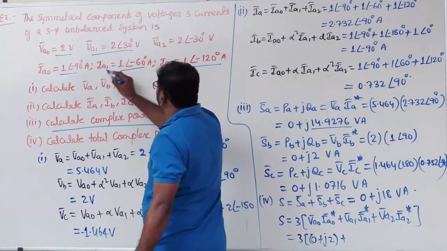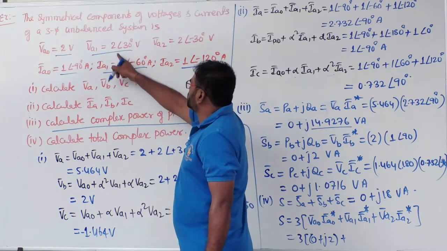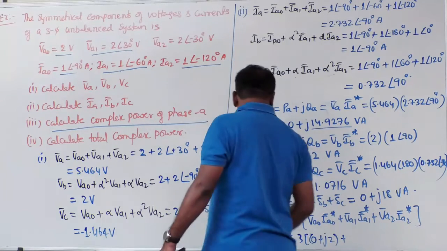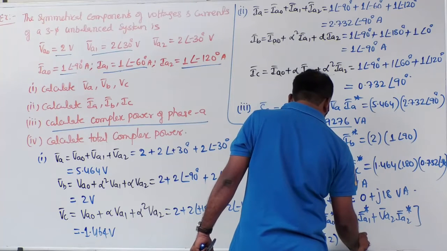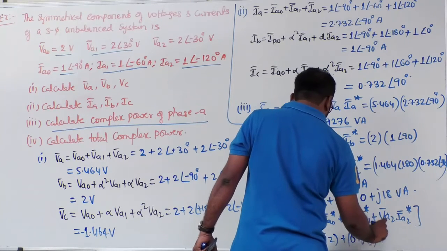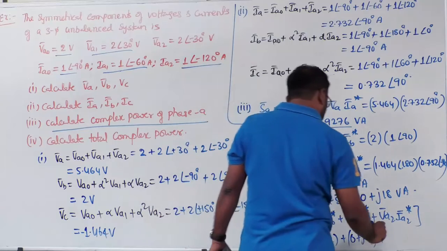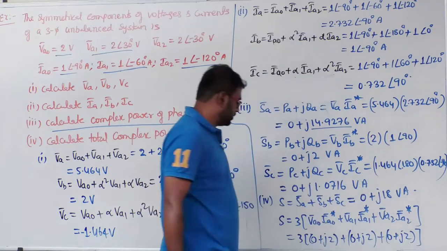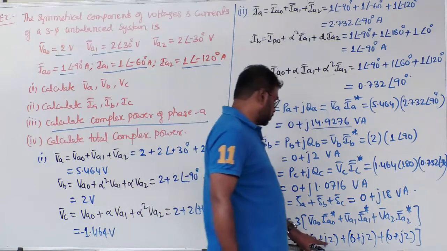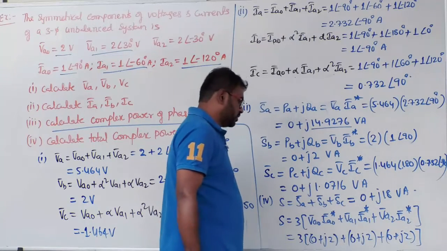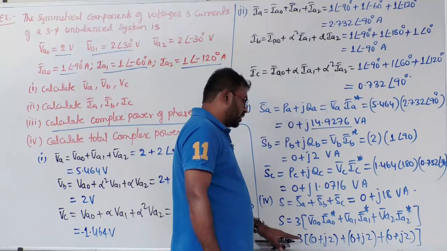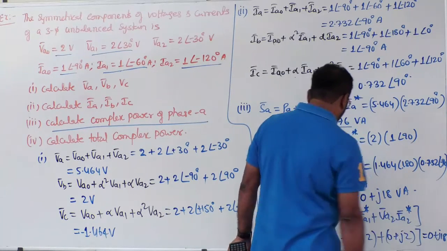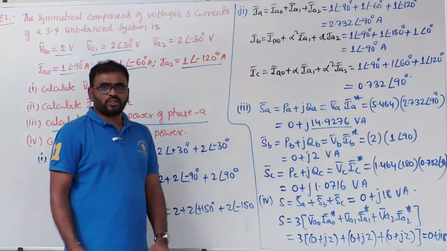What about VA1 into IA1 conjugate? Magnitude is 2, and the angle is 30 plus 60, 90. So again, this is also 0 plus j2. And VA2 IA2 conjugate also gives 0 plus j2. So what you can understand from here? 3 into j2, j2, j2, that is j6. j6 into 3 will be j18. That means 0 plus j18 volt amperes. Both ways we got the same answer.